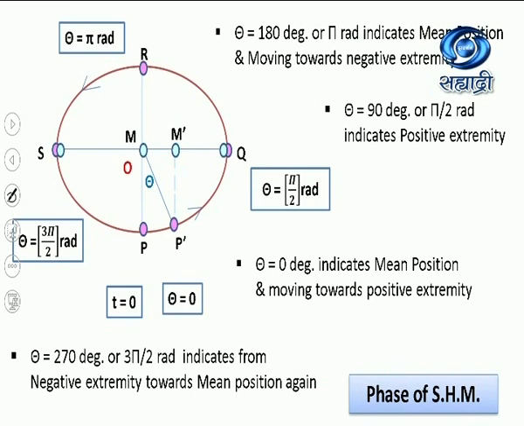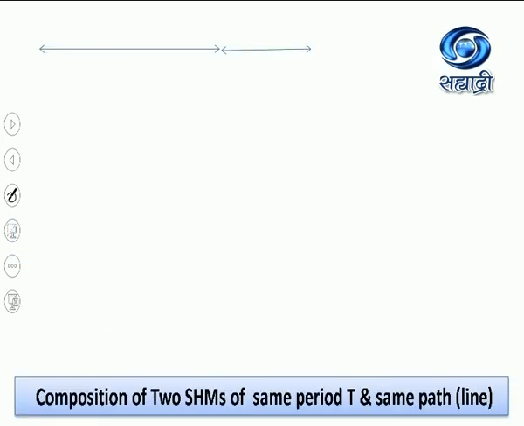So in this way, the state of oscillation, that is the position of a particle in magnitude and direction, can be represented in detail by this angle theta, which is omega t plus phi, which is called the phase of SHM. Up till now we have discussed the SHM of a particle, single SHM of a particle.